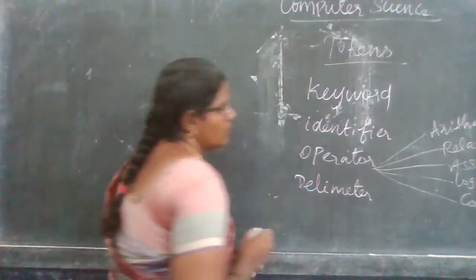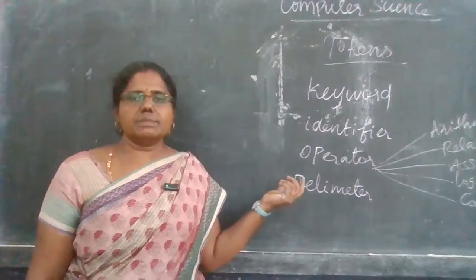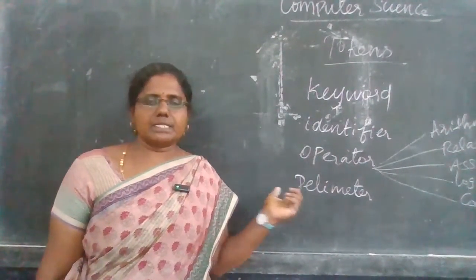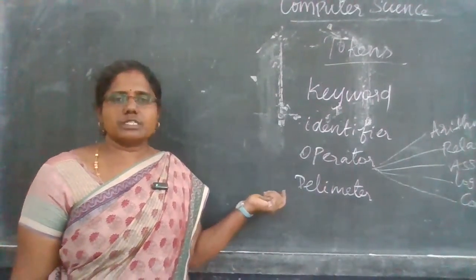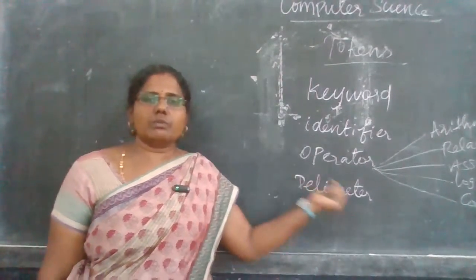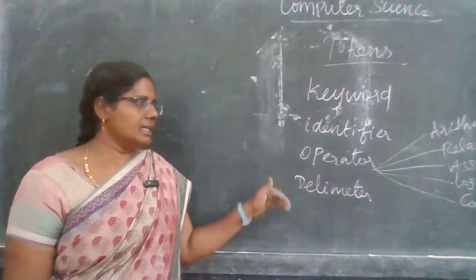Next one, delimiter. It represents the boundary of a value. For example, parentheses represent the boundary of parameters. Square brackets represent the values of a list. Semicolon and comma are used to separate values. If you are declaring more than one variable, using the comma we can separate them. So these are the delimiters.